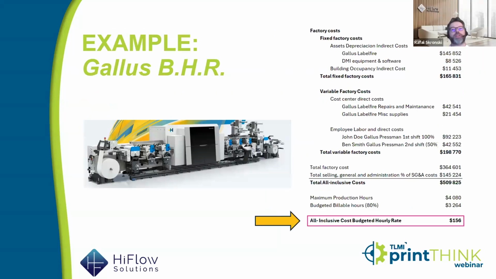Yeah, so we hope that now it is obvious why you can see this $156. It's simply all your total costs, which consist of factory cost and administration and everything else, and then you are dividing this by the number of chargeable or billable hours. So this is 3,264 hours, and in this case you are getting the hourly rate for this specific press.